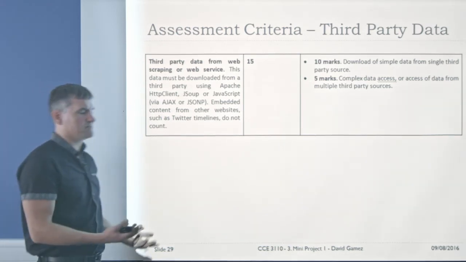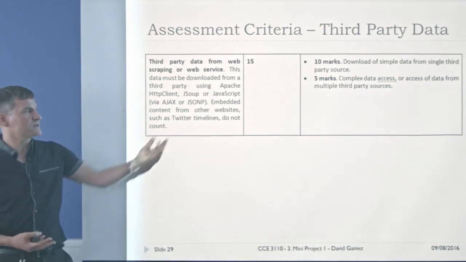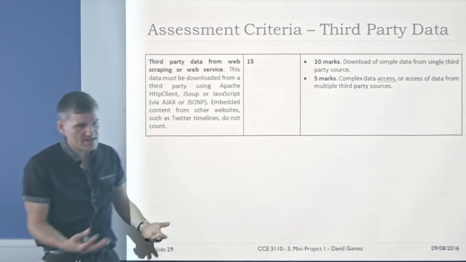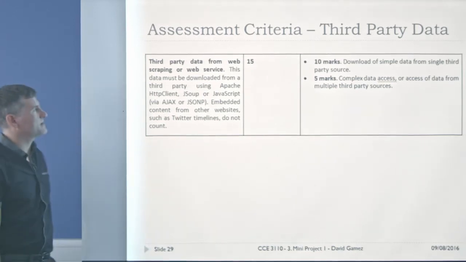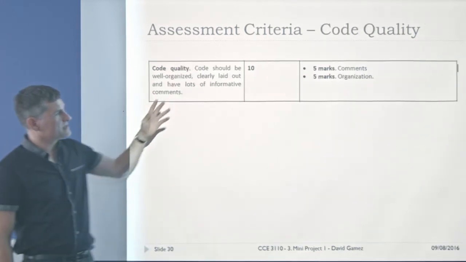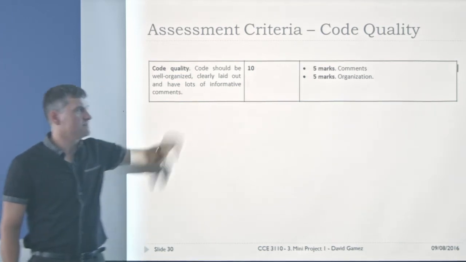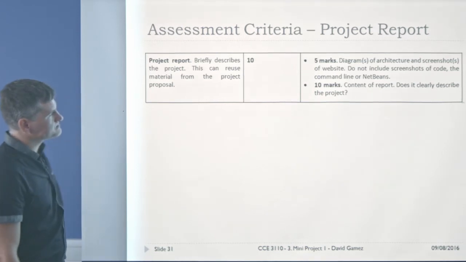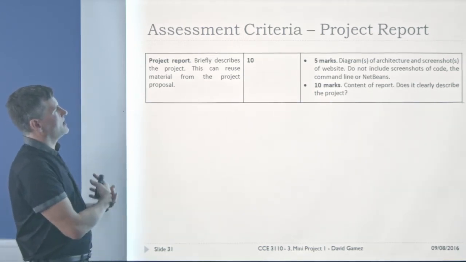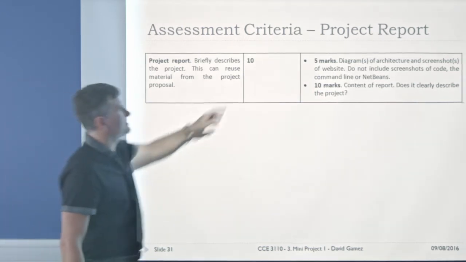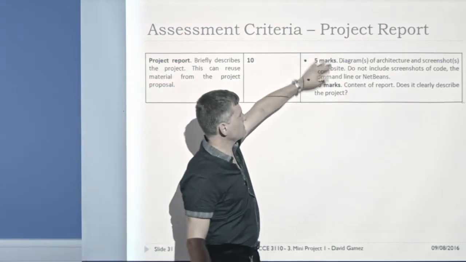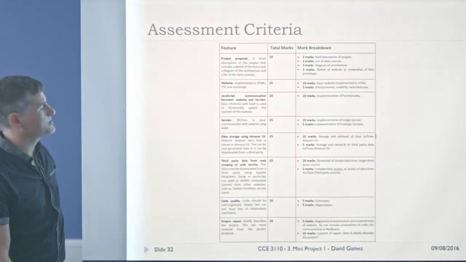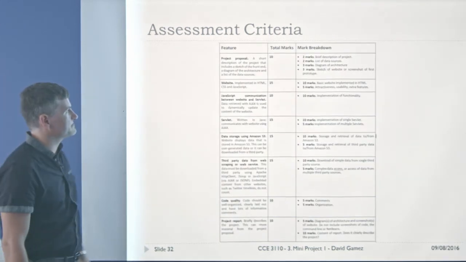If you just do something really simple, like a currency exchange rate or a football score, then you can get 10 marks for that. If you use multiple data sources and more complex data processing, then I can give you an extra 5 marks for that. And as I said, 10 marks for code quality, 5 for the comments, 5 for organization. And then project report. So, briefly describe the project. As I said, it's actually 10 marks available for this, and I'll probably split that into 5 and 5, something like that. As I said, there's a typo there, which will be corrected in the final version of this.